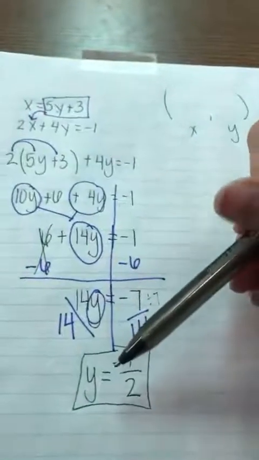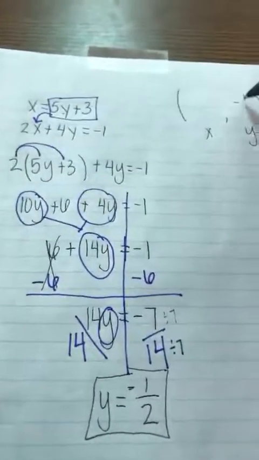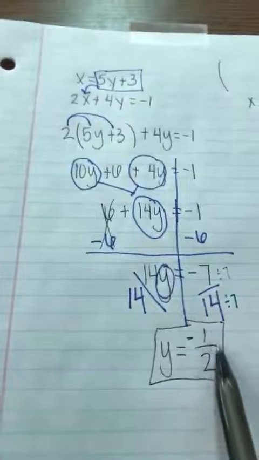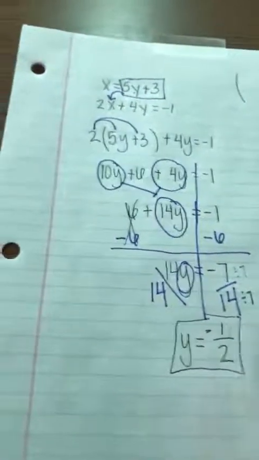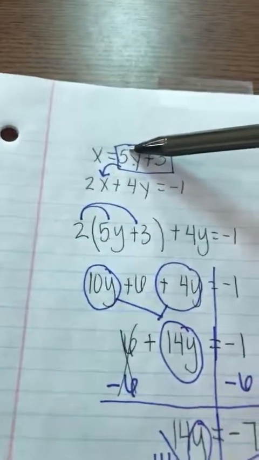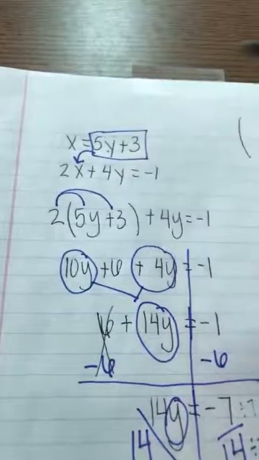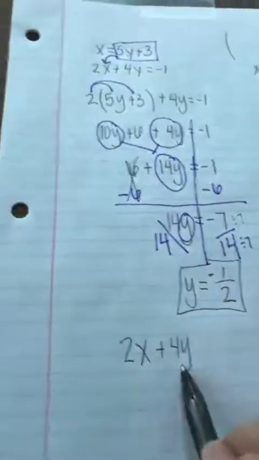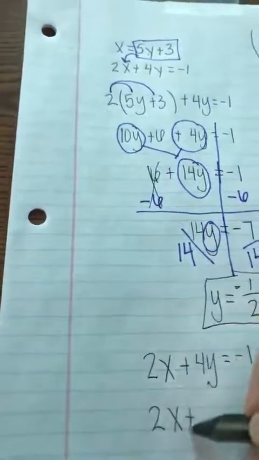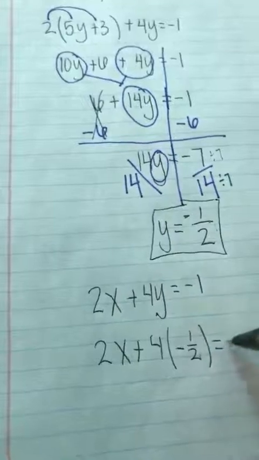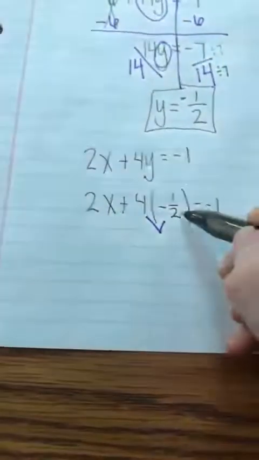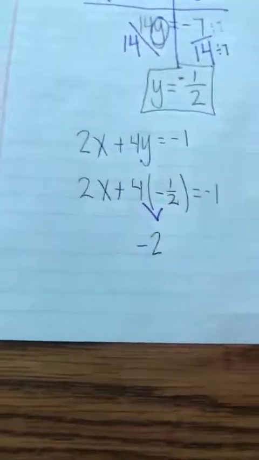Now make sure you put this in the right spot. This says y equals, so this needs to go in the y. Now I can take this and plug this in. Now I'm looking at this and I see a half. Fractions are a little bit scary sometimes, but I see a half. Do I want to take a half of 5 or do I want to take a half of 4? I'm going to choose to take a half of 4 because that seems a little bit easier. So instead of writing a y, I'm going to write a negative half. So 2x plus 4, and then this will be a negative half equals negative 1. Let's simplify this first. A negative half of 4, or half of 4 is 2, and then that'll be a negative.